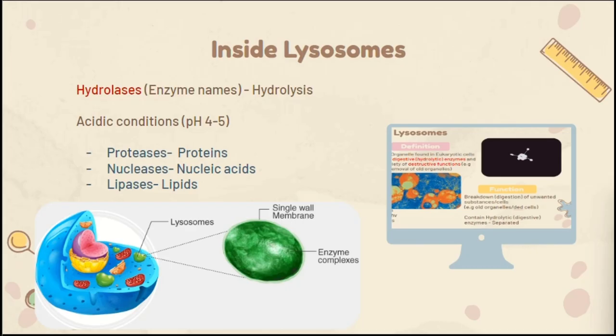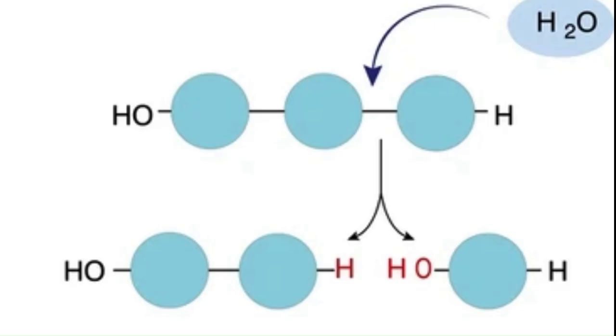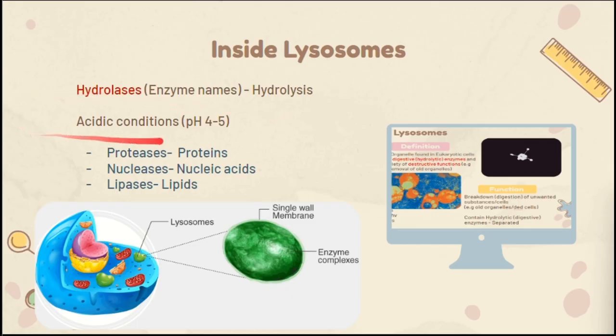When we look inside lysosomes, the enzymes are called hydrolases because they carry out hydrolysis reactions. Hydrolysis is the breakdown of a molecular compound with water. Hydrolysis works fastest in acidic conditions, so the contents of the lysosomes are acidic, kept at a pH of 4 to 5, compared to the roughly neutral 6.5 to 7 in the cytoplasm.